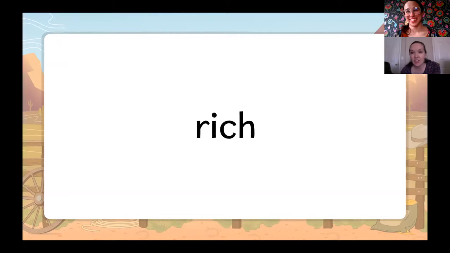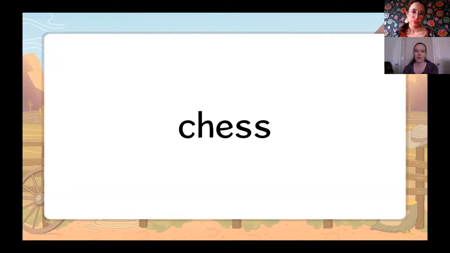Now, the CH digraph doesn't always come at the beginning of words. It can also come at the end of a word. So here is a word with a digraph at the end. Remember, we're going to mark from left to right, making sure that we are staying in order as we're working through that word. So what do we see first on this word? We see a vowel I. Good. And because we have that CH digraph following, we're going to make sure that we arc it together, and we're finished marking this word. So let's point to this word and read it twice. It says, rich. Rich. Very nice. I'm rich because I have a lot of money. Oh, that's a great sentence.